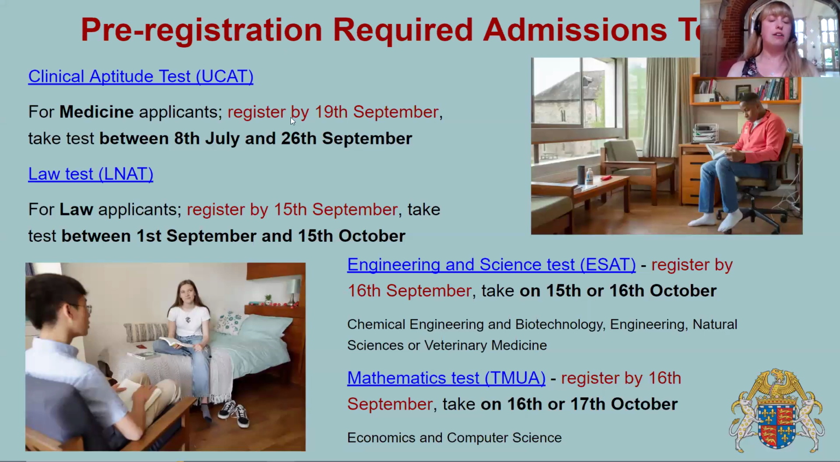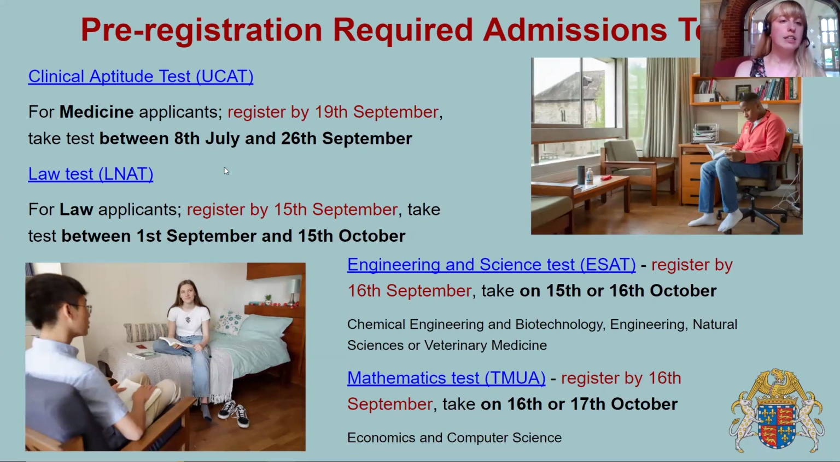Okay, so I've got an overview here taken from the dates and deadlines webpage that I linked on the previous slide, but these are the pre-registration required admissions tests for Cambridge. For medicine applicants, you need to take the UCAT, the clinical aptitude test. For that one, you need to register by the 19th of September, and you would take the test in a window. There's a test taking window for this UCAT. You take that between the 8th of July and the 26th of September. Details on registration and test centres and everything else about these admissions assessments, all on these web pages that I've hyperlinked for you.